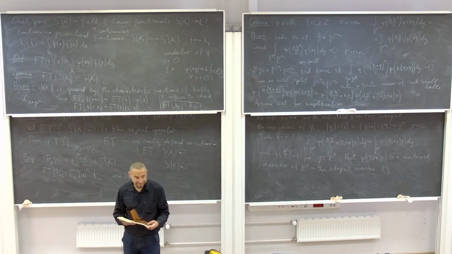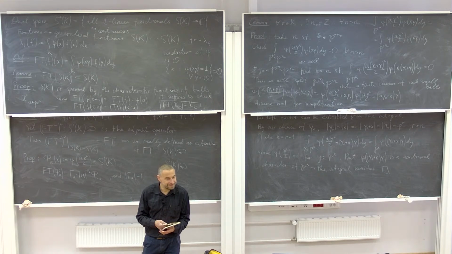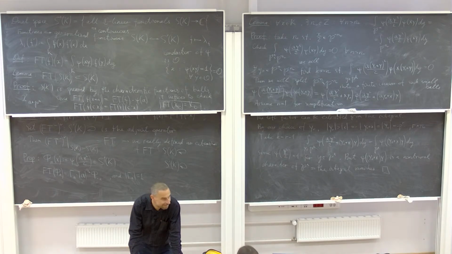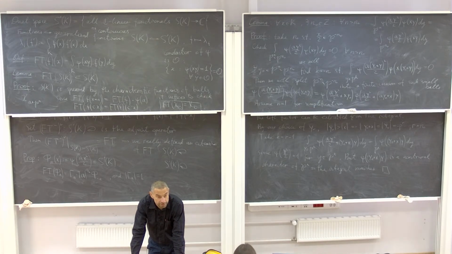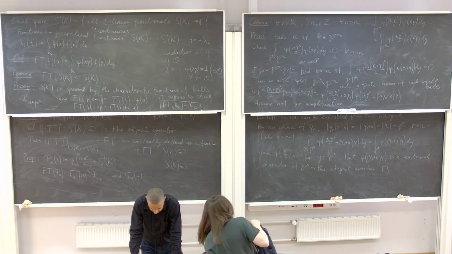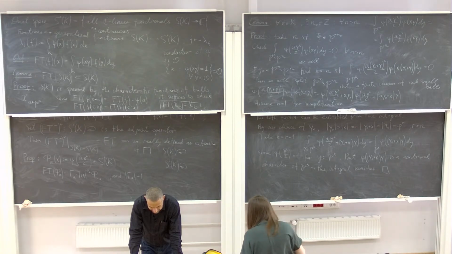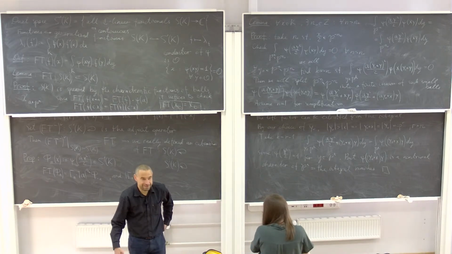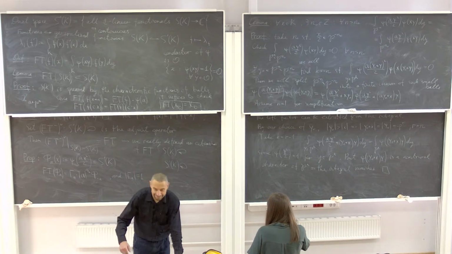Thank you. Yes? No, by no means, certainly not. The dual space does not have a countable basis. It's very huge. The Schwarz space has a countable basis, but not the dual space.